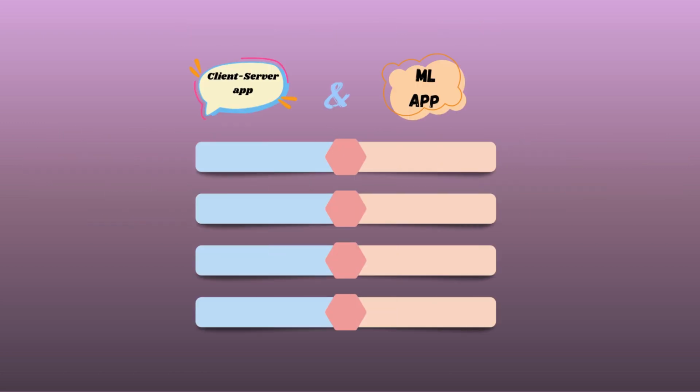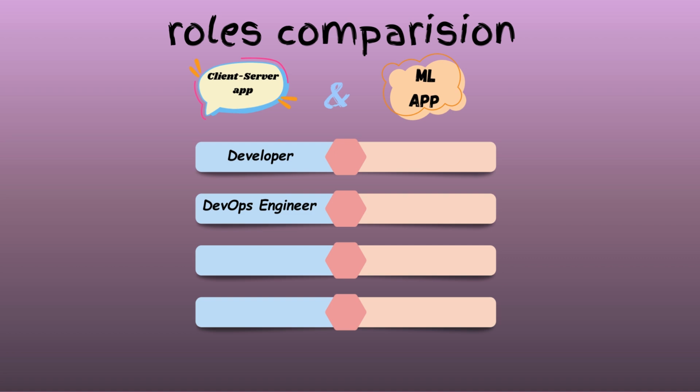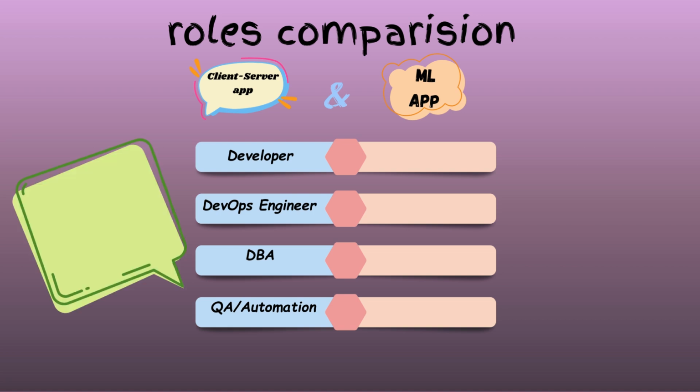Roles in a three-tier application project. Developer, responsible for UI and business logic development. DevOps engineer, responsible for CI/CD pipeline engineering. Database administrator manages the data layer, ensuring data integrity, performance, and security, and works with SQL or NoSQL databases. And QA engineer ensures the quality of the application through testing, identifying bugs, and verifying the fixes.